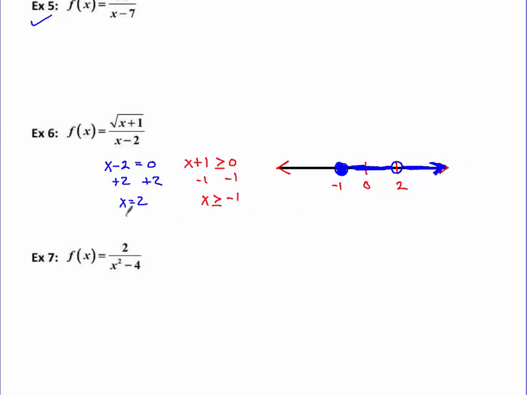And what we have, if we graph these things, we would have a graph that started at -1, and it would go and do whatever it does. Maybe it does this, maybe it does this, but it would start at -1. And when it got to 2, it would have a hole in the graph. So there would be a hole, and then it would continue on.